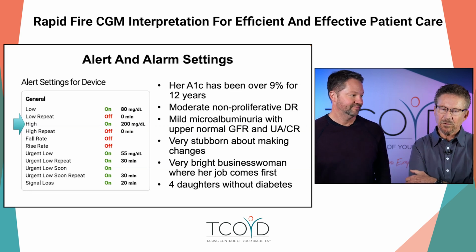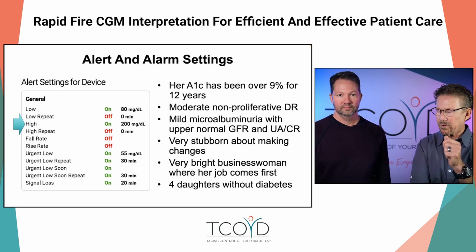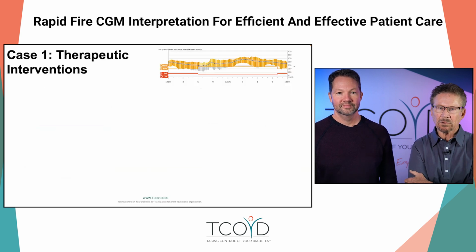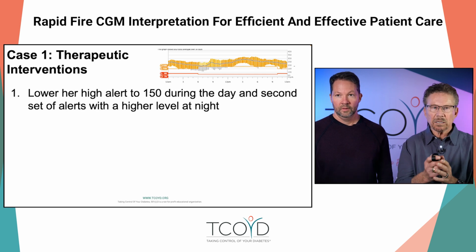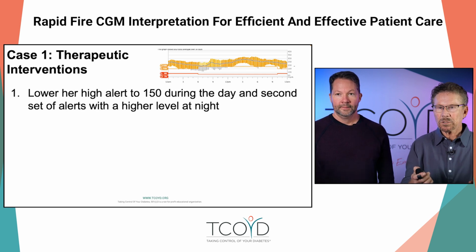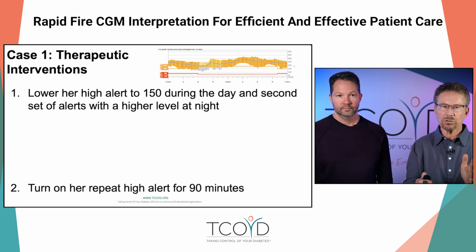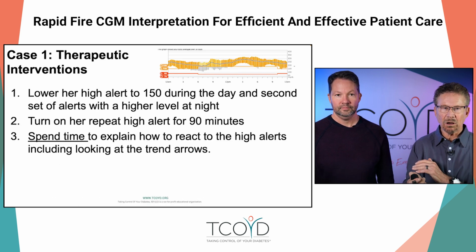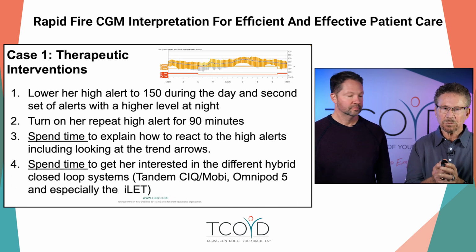Yeah, this is tough. You've already hit on the major parts. And this person has their alarm on vibrate. She's busy. She's an investor, so she's running around crazy busy. So here are some suggestions that I came up with and have tried. Lowering her upper alert to 150, and not just doing it, but talking to her about it during the day. Turn on her repeat high at 90 minutes. Hers currently is off. And spend some time talking about the trend arrows, as we've mentioned multiple times already.